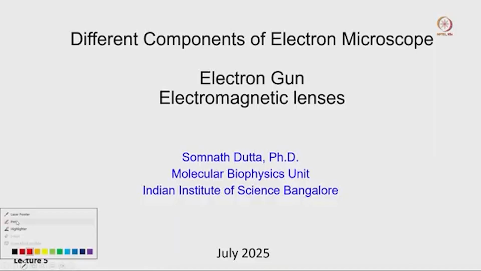So today we are going to discuss different components of the electron microscope. Especially today, our major focus will be the electron gun, and the next lecture will be electromagnetic lenses. So first we will focus on the electron gun. Before discussing the electron gun, we should know the rest of the components of our microscope.